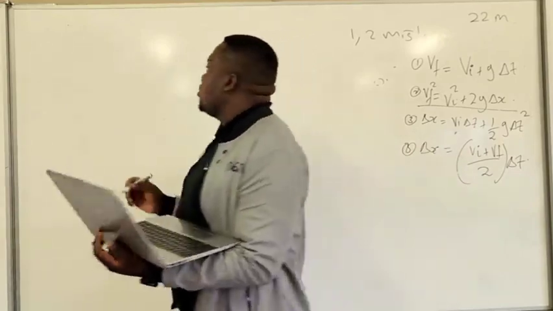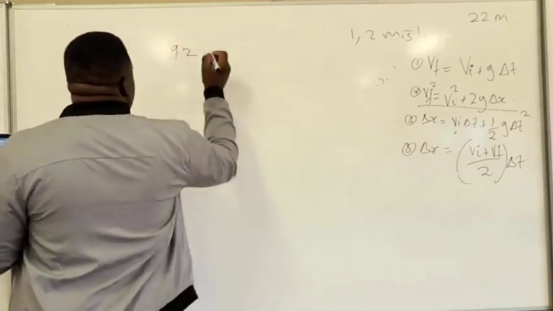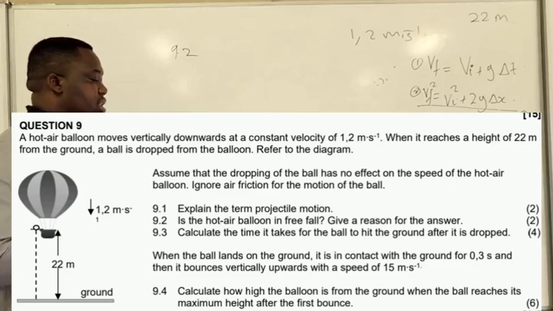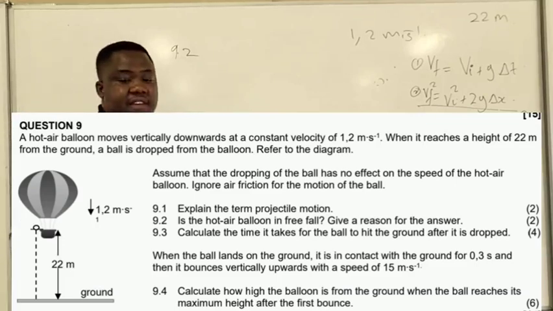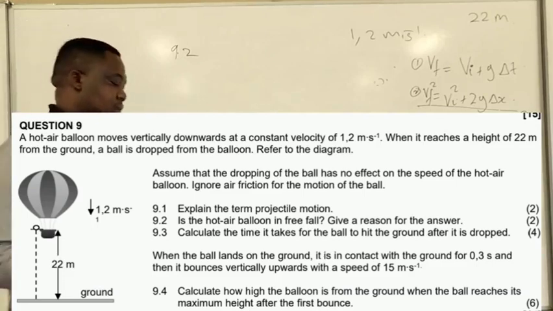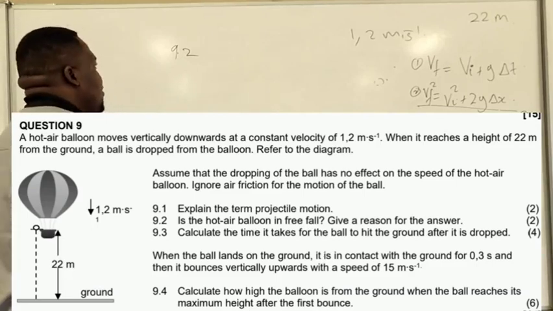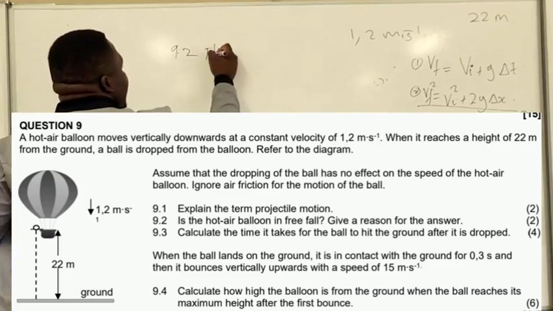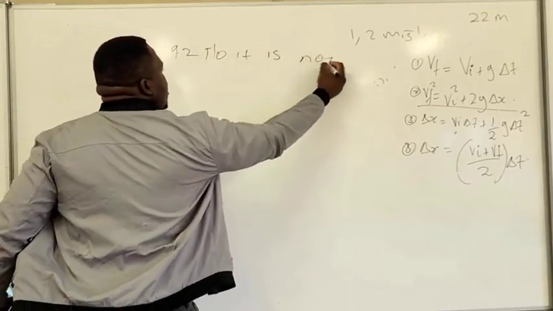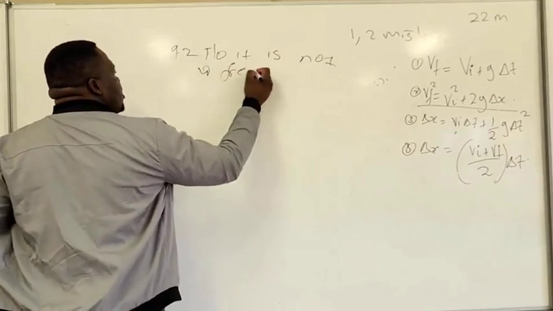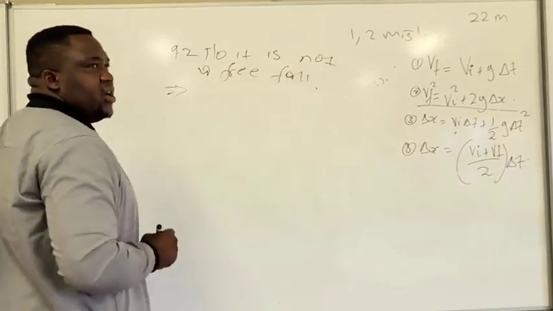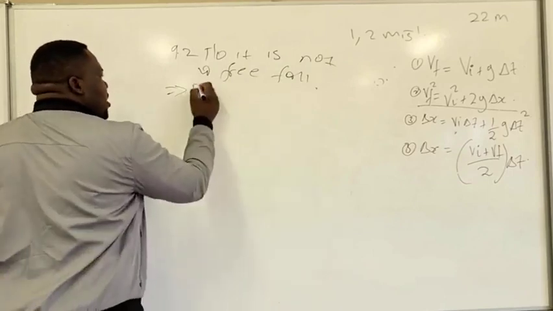Then we come to 9.2. I think 9.2 is interesting, we can write it. The question says: is the hot air balloon in free fall? Give a reason for your answer. Is the hot air balloon in free fall? Give a reason for your answer. So the answer is no. It is not a free fall. Why are we saying it is not a free fall?